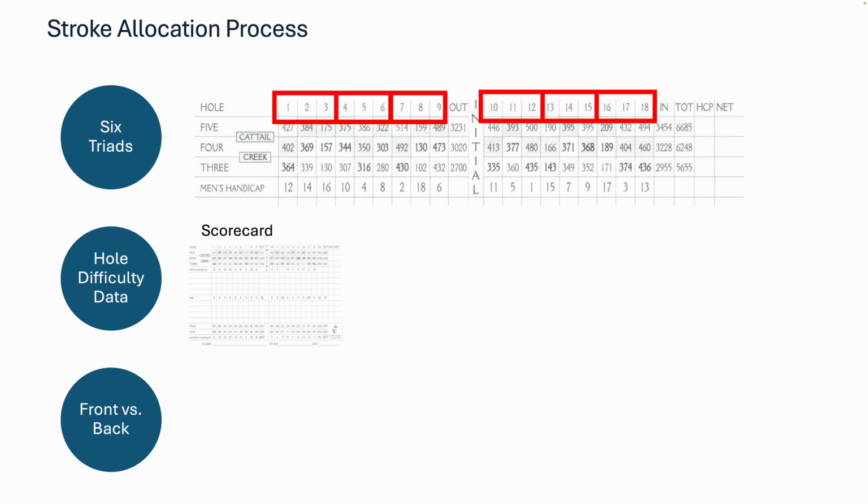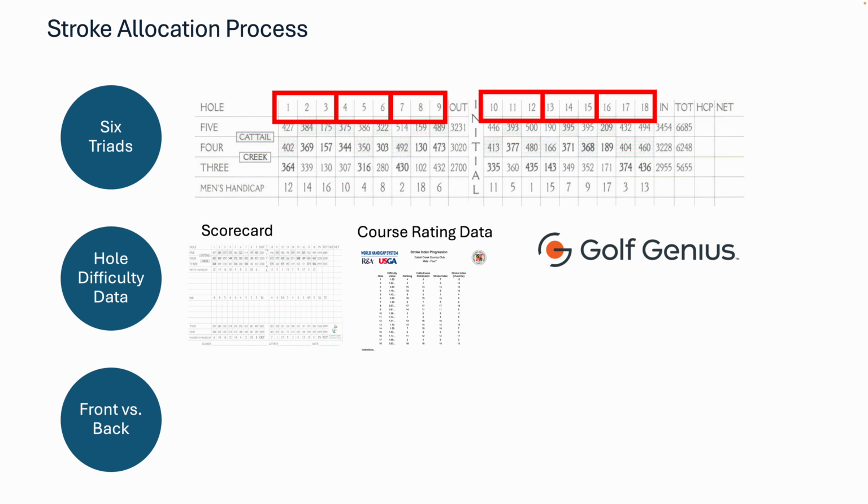Then you also need to assess the difficulty of each hole. So we use various pieces of information. One, we use our current scorecard as a starting point. We also gather the course rating data from the USGA from the last time they rated the course. And most importantly, we looked at Golf Genius, our tournament data for 2022 and 2023.